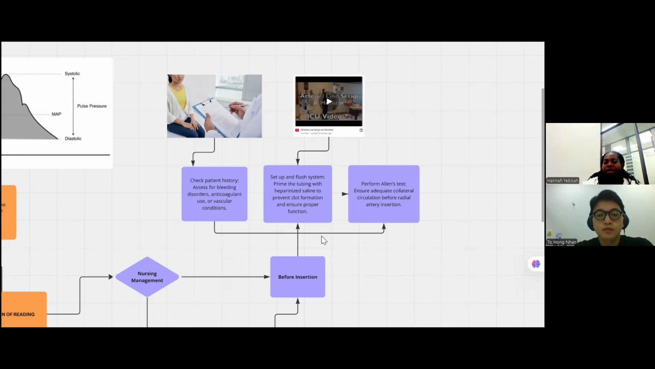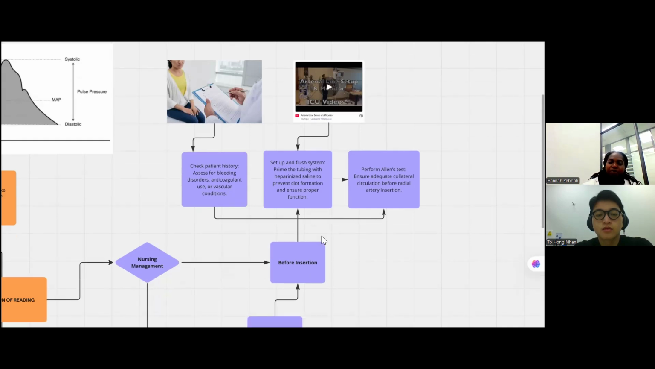The next is that we need to perform Allen's test. The Allen test is to ensure that there's adequate collateral circulation before radial artery insertion. This means that when we perform this test for the patient, it helps the patient's circulation system to be cleared before there's any incision or any injections or any incision being done for the patient.